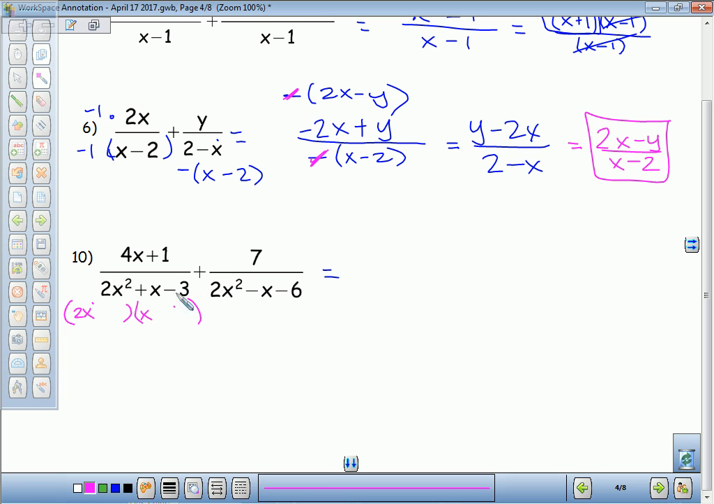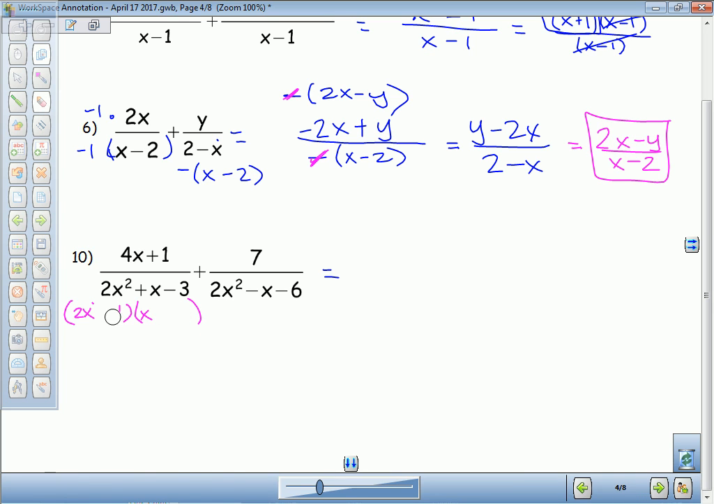Now, the constant is 3. 1 times 3. But we have to be careful where we put things. If we put the 3 here and the 1 there, don't do it. That would give us 6 and 1. Is there any way to turn that into the sum? And no. So that's not where it goes.